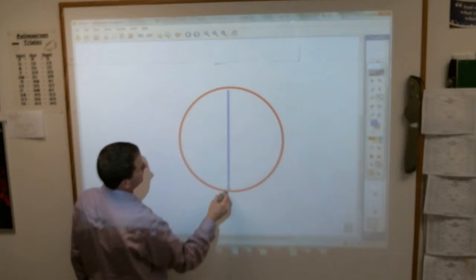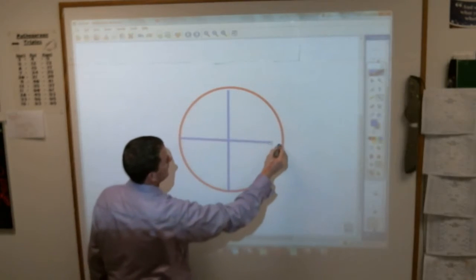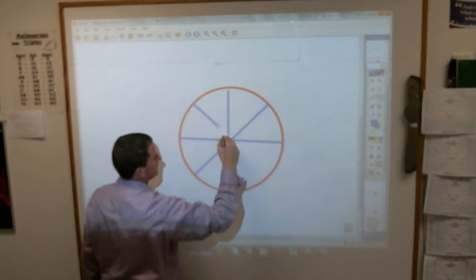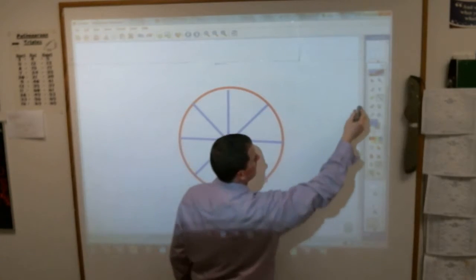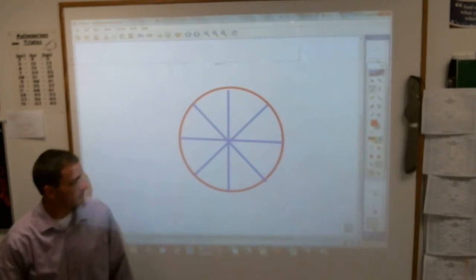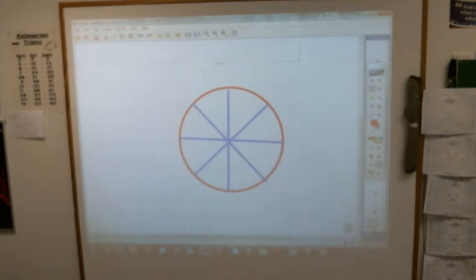Cut it in half. Cut it in half. Cut it in half. So that's kind of happy with that? Most of you don't care. That's pretty good. What's it say here? Right away, this circle is divided into 8s.